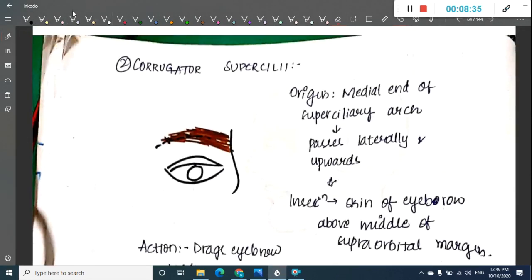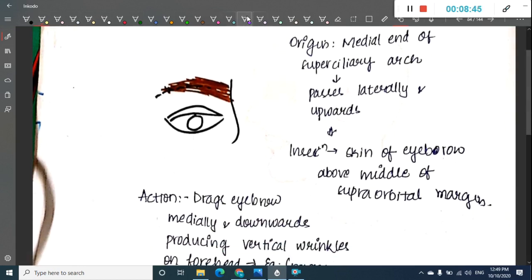The next group of muscles of facial expression is the corrugator supercilii. Where does the corrugator supercilii originate? It originates from the medial end of the superciliary notch. This is the superciliary notch. It originates from the medial end of the superciliary notch and passes laterally.